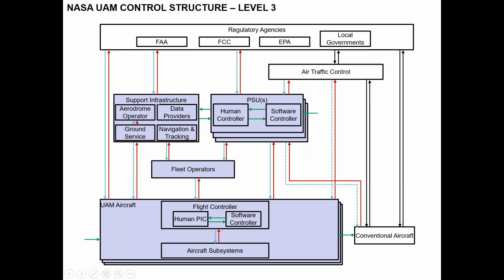On the top left there's a support infrastructure: aerodrome operators, data providers, navigation and tracking, ground services. That right there is PSU, that's just the service providers, which may have humans and software in them. Underneath them, being controlled by them, are the fleet operators. Underneath them are the actual UAM aircraft. What we will do is identify the control actions first, and then do this STPA on this to find out what the potential hazards are so that they can be eliminated from the system.